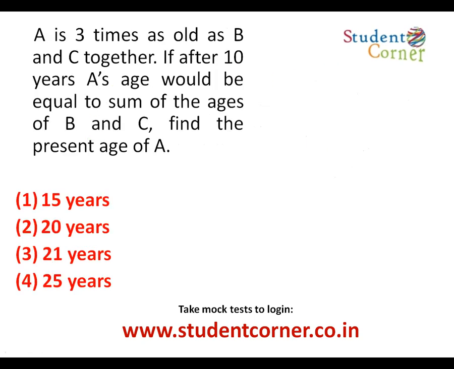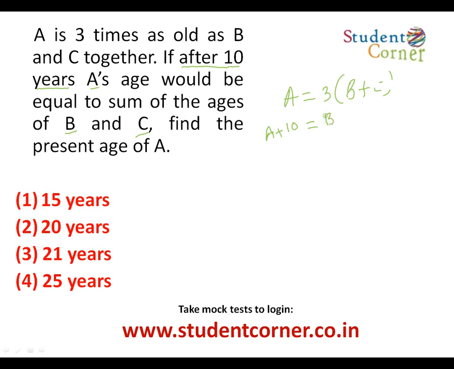Let's go to the next problem. Now, A is 3 times as old as B and C together. That means A is equal to 3 times B and C together. If after 10 years, A's age would be equal to the sum of... see, whenever it uses the words after 10 years, it applies to A, B, and as well as C. That is very clear, and needs to be noted. So after 10 years, A's age would be equal to the sum of the ages of B and C.